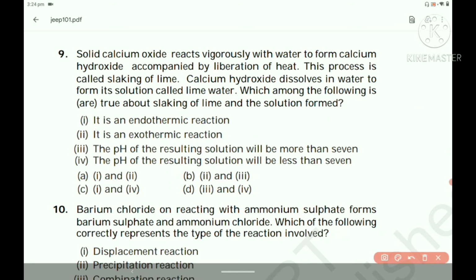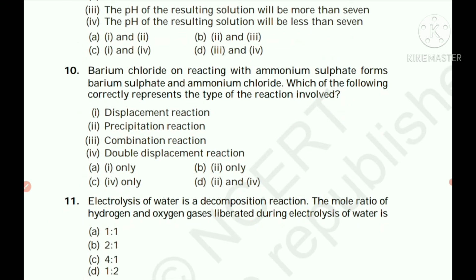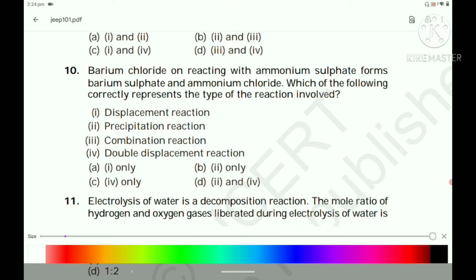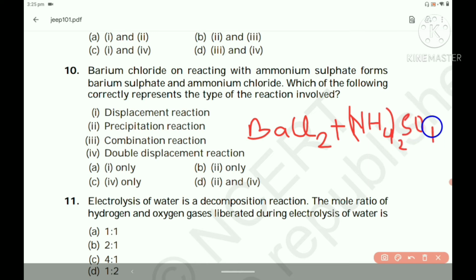B. Barium chloride on reacting with ammonium sulfate forms barium sulfate and ammonium chloride. Which of the following correctly represents the type of reaction involved? So let's write it down. Barium chloride plus ammonium sulfate, NH4 taken twice. So 4. I hope you can write these formulas. If you can't, drop it in the comments. We'll let you know how to do it. Barium sulfate plus NH4Cl.